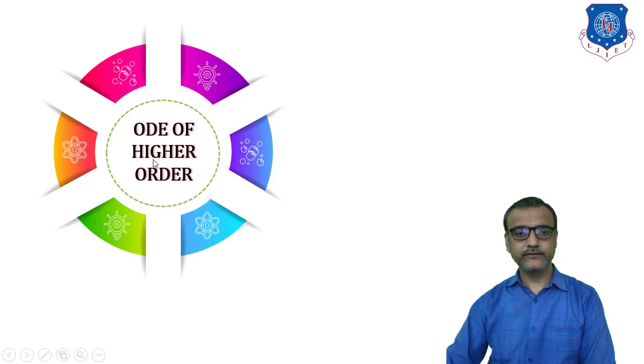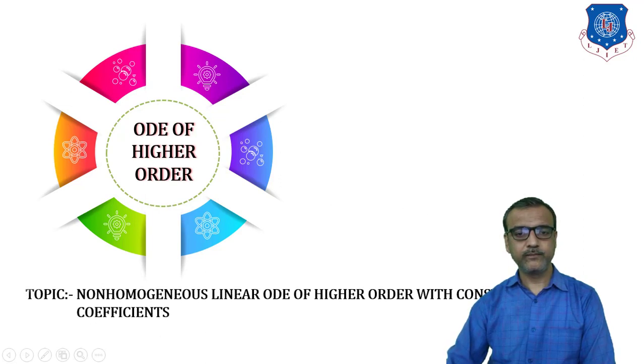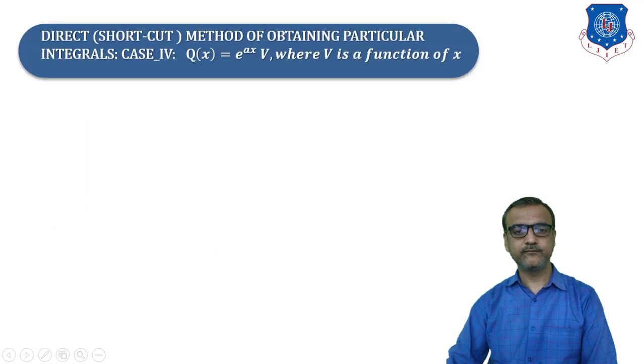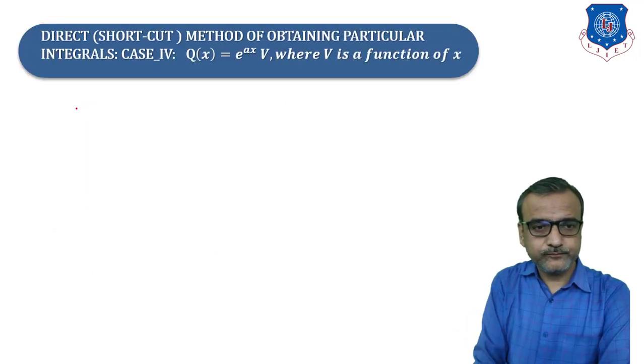Today, in ordinary differential equations of higher order, I will teach you non-homogeneous linear ordinary differential equations of higher order with constant coefficient. And in this topic, I will teach you how to find out PI when Q of x equals e raised to ax into v, where v is a function of x, and this is case number 4. So let's start. So we have case number 4.